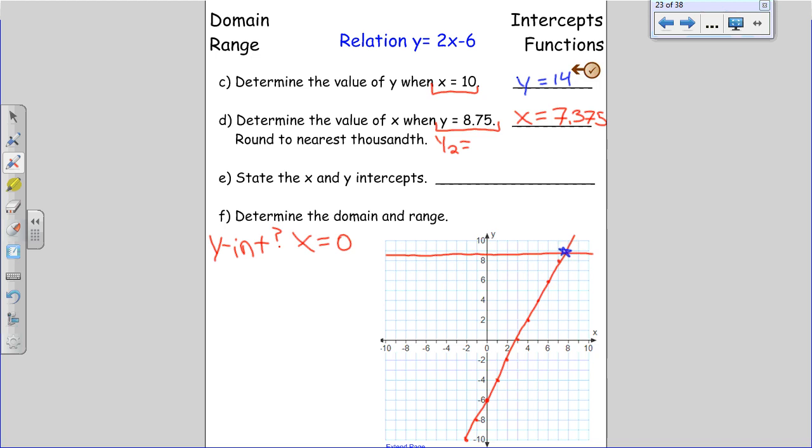If they've given you an input value, it's exactly like doing question C. And question C was simple. You just hit trace, put in 0, and hit enter. And it'll tell you that when X equals 0, Y equals -6. So Y-intercepts are either the easiest or the hardest because people forget this trick. Y-intercepts, X equals 0.